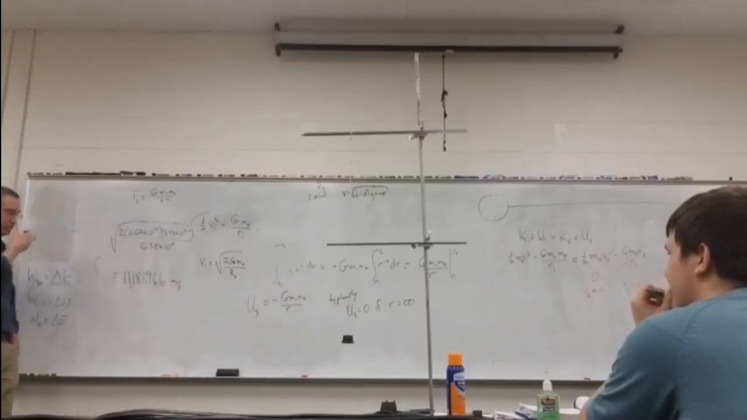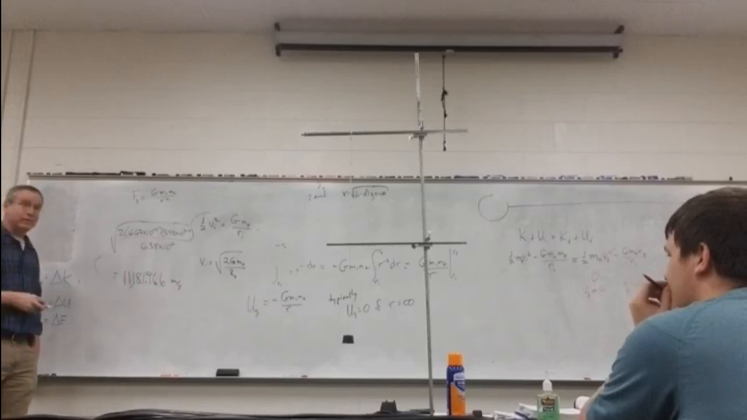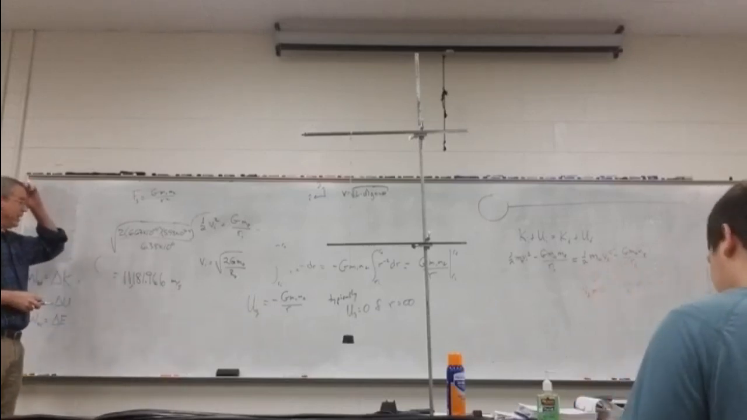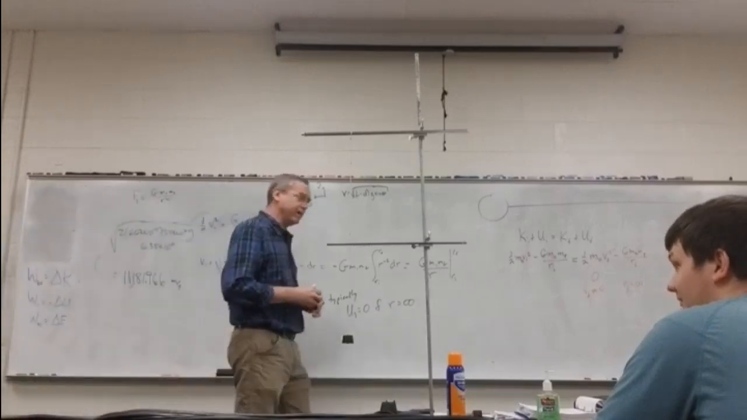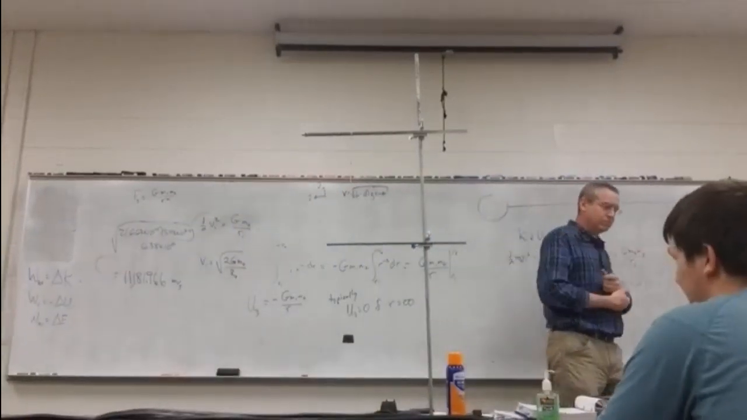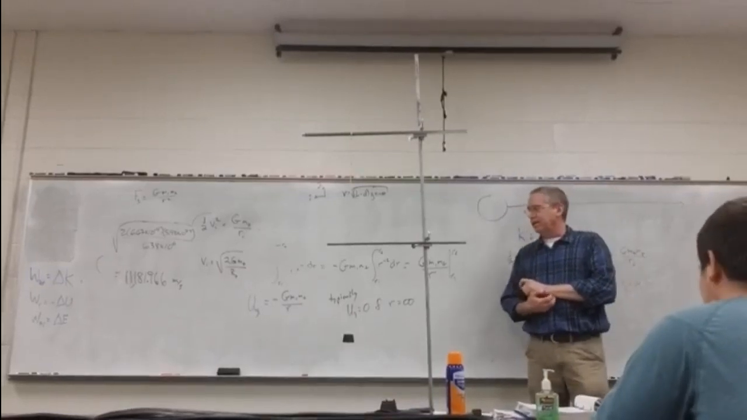In miles per hour, it would be somewhere around 25,000 miles an hour. So that's escape velocity. That's escape speed. That's NASA's cruising speed.